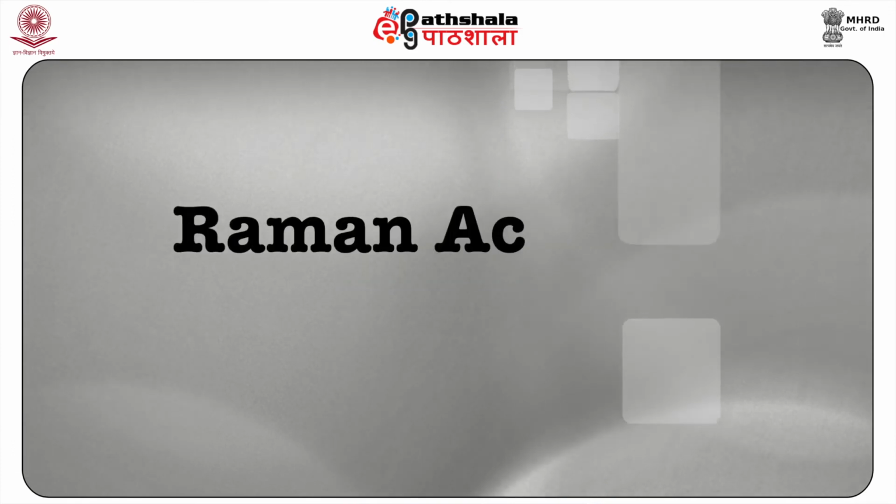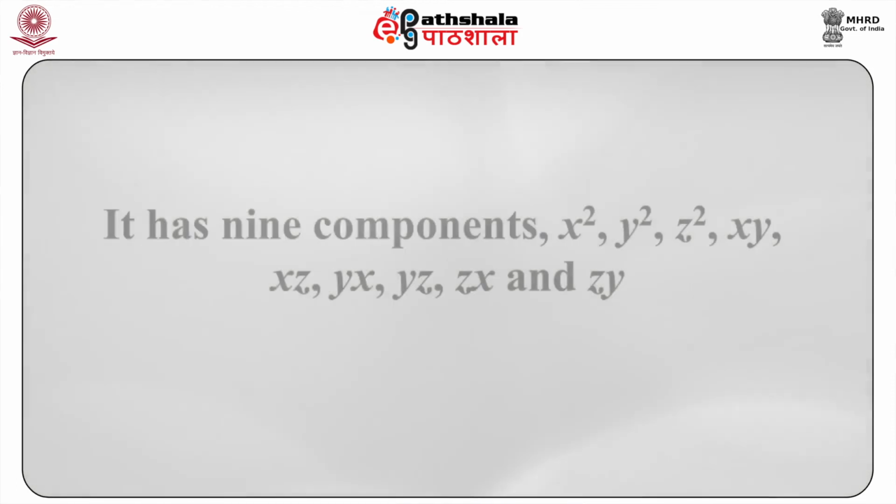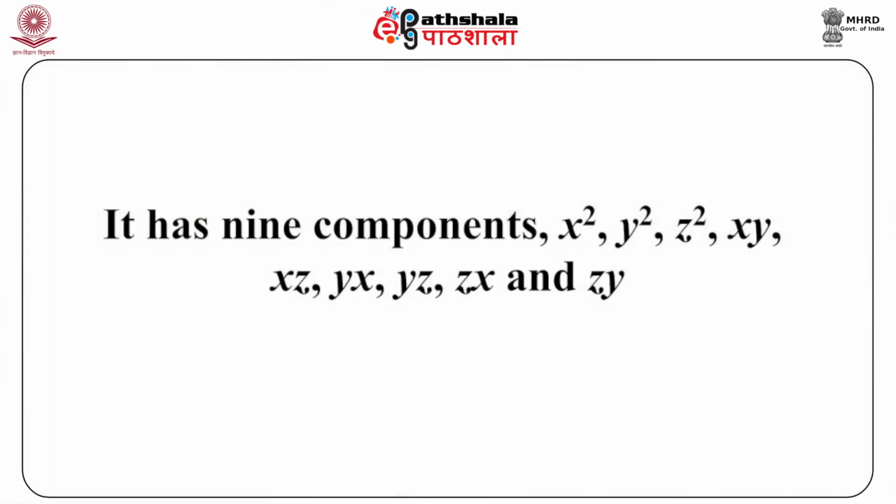We now come to the Raman activity. The molecular property that must change for a vibration to be Raman active is the polarizability of the molecule. Unlike the dipole moment, which is a vector, polarizability, as we have seen, is a tensor quantity, that is, it has 9 components: xx, yy, zz, xy, xz, yz, yx, zx and zy. Thus, correspondence between a normal mode and any one of these components implies that the vibration is Raman active.